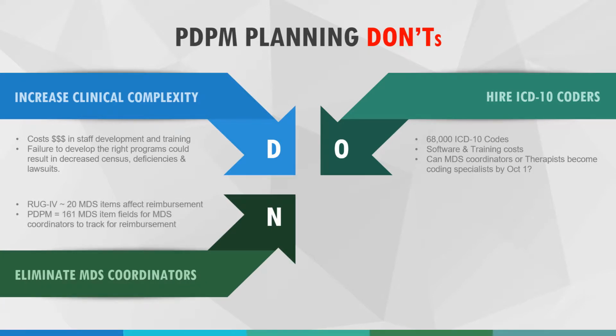While the frequency of the MDS has to be reported has decreased under PDPM, the MDS itself becomes more critical. Under the RUG-4 model, there were about 20 MDS items that affected reimbursement. Under PDPM, this increases to 161 items in the MDS.